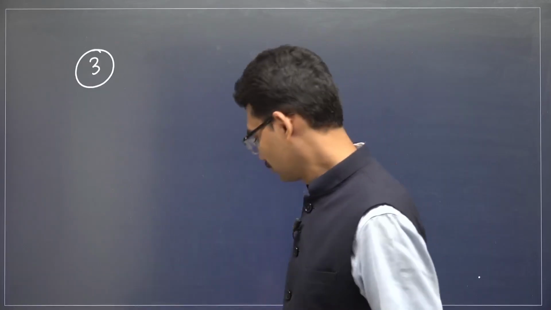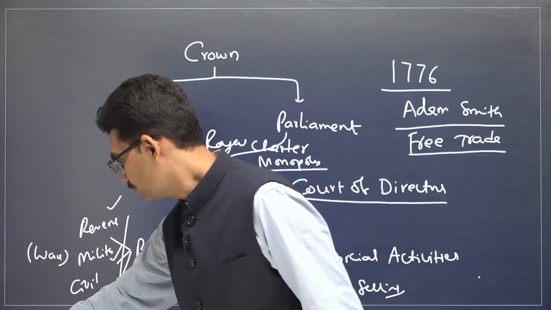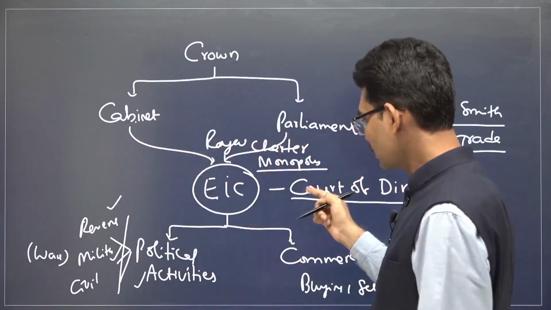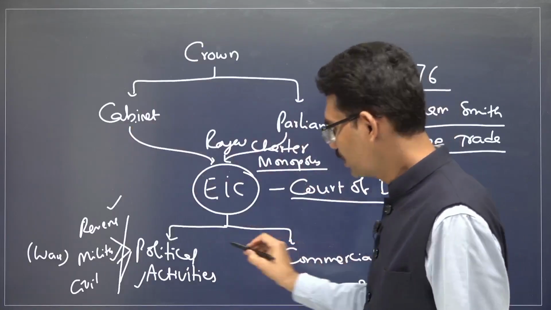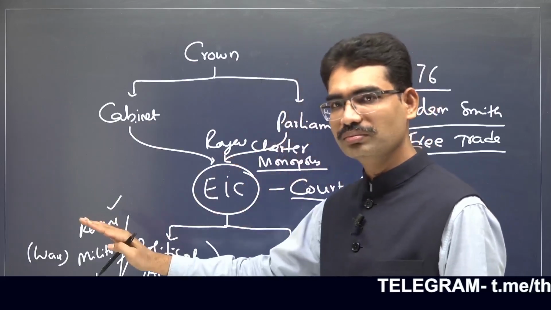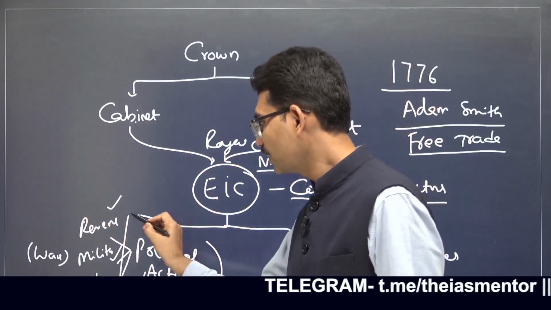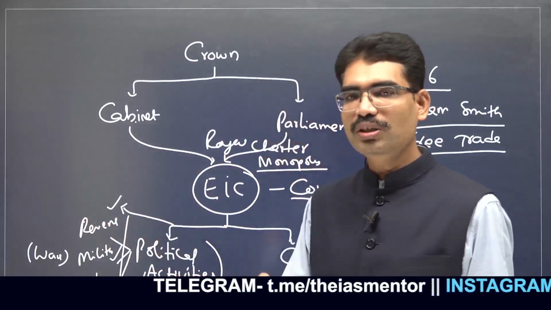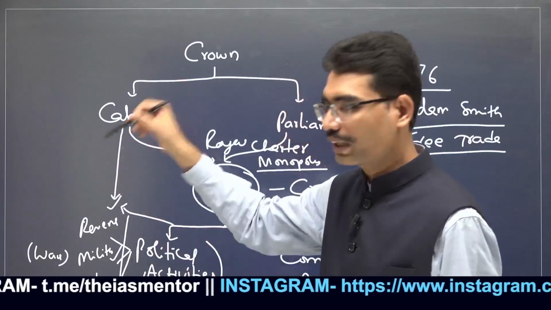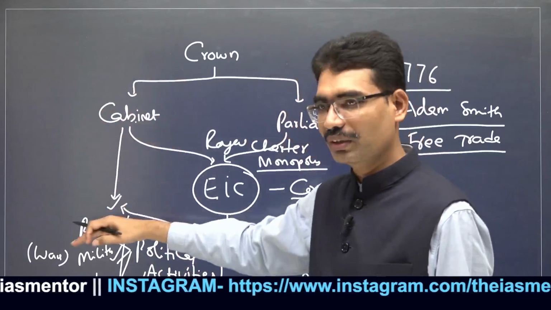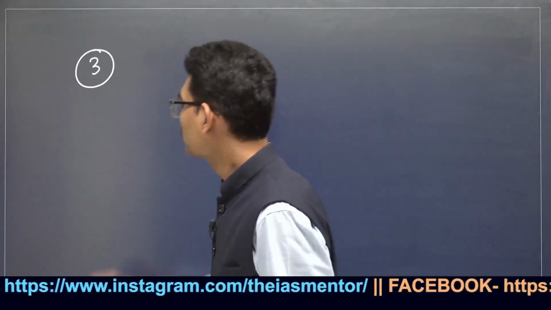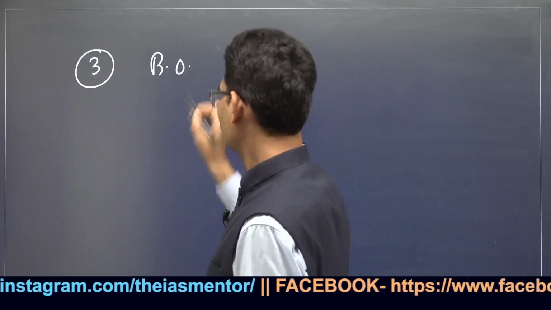Third one, with respect to England, the East India Company Court of Directors is now limited to commercial activities. These political activities from the Court of Directors are removed and brought under a Board of Control. This Board of Control will have membership from the cabinet. One person directly comes from the cabinet. That's what the next provision is. Board of Control.